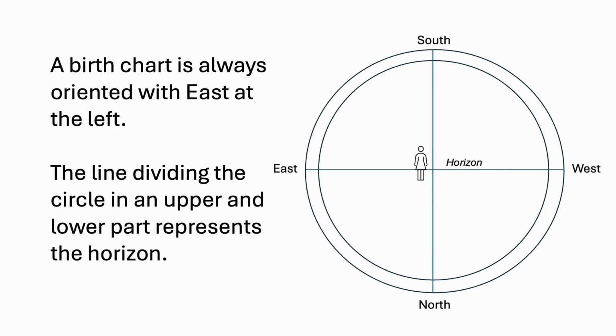In this birth chart, we have now added east, south, west, and north. A birth chart is always depicted with east to the left and south at the top of the image. The line divides the circle into an upper and lower part. The line between east and west represents the horizon. The upper part of the circle, therefore, is the part of the earth that you can see. The part of the circle below the horizon represents the other side of earth, the part of earth that is not visible to us.